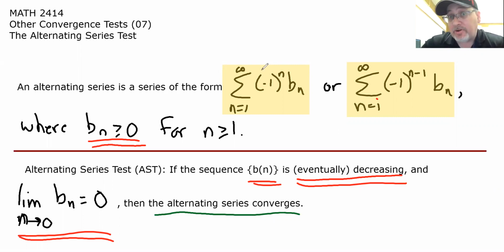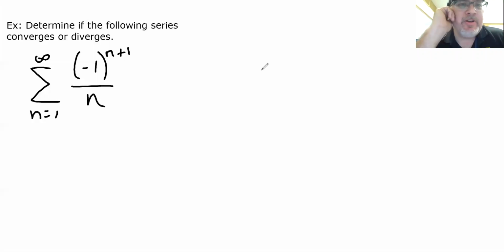So we got 3 criteria to check. And let's do that. Got 3 examples lined up. Example 1. Determine if the following series converges or diverges. We have the sum, n equals 1 to infinity, of negative 1 to the n plus 1 over n. This series has a name. If I write out some terms, you'll see why it's called that. Let's just write out a few terms.